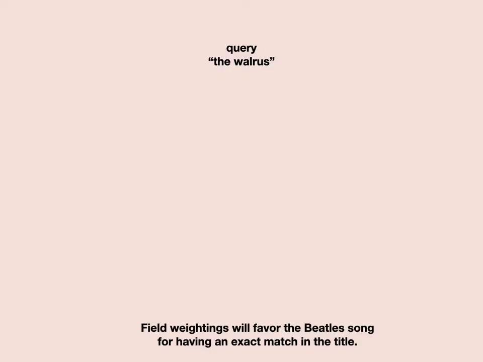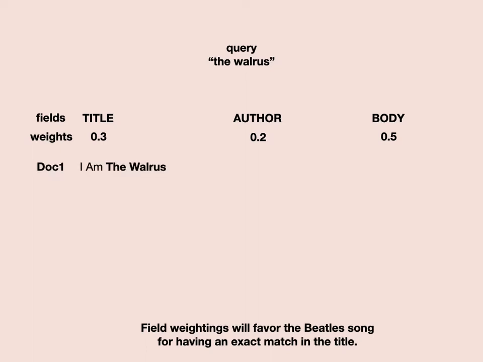So let's do that. Query, "the walrus." The fields are title, author, and body. The weights are 0.3, 0.2, and 0.5. Let's look at some documents. Document 1, "I Am the Walrus." Author is the Beatles. Okay, that's fine. That doesn't match at all. The body: "The Eggman, I am the walrus." Oh, shoot. So it's also in the body.